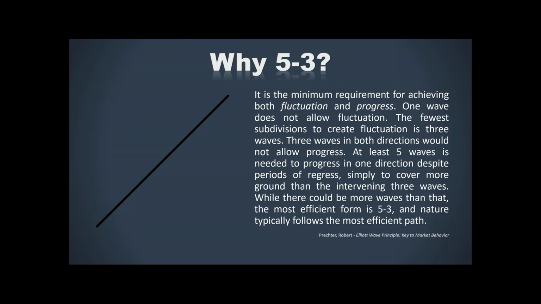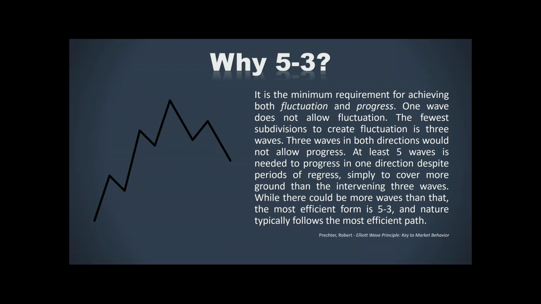So one wave doesn't allow for fluctuation. The fewest subdivisions to create fluctuation would be 3 waves. 3 waves in both directions, though, would not allow progress. So at least 5 waves are needed to progress price in one direction, despite the periods of regress, simply to cover more ground than the intervening 3 waves.